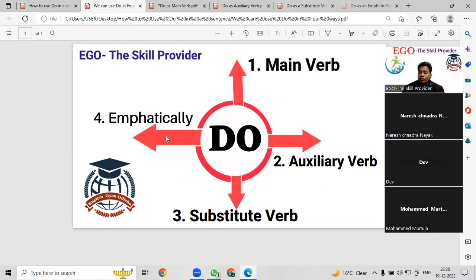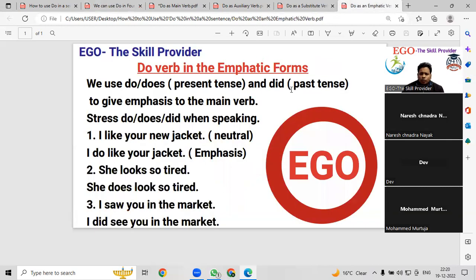Right now let me take you to the fourth one, that is something called emphatic. So what is emphatic? It's also very important, very interesting also. This is something called do verb in the emphatic form. How exactly are you going to use it? Here is my definition. We use do and does for present tense and did for past tense to give emphasis to the main verb.